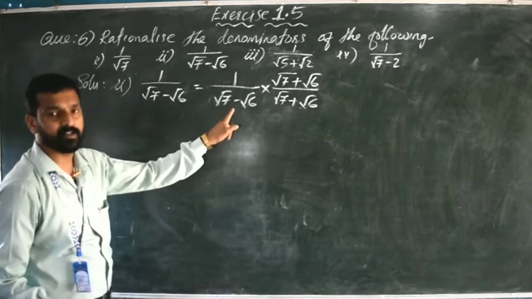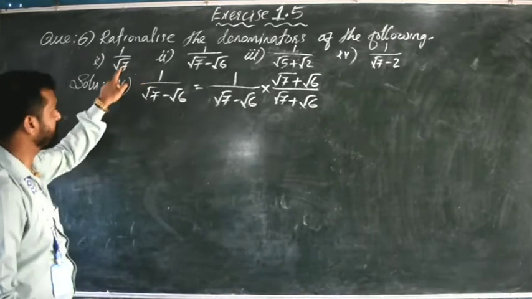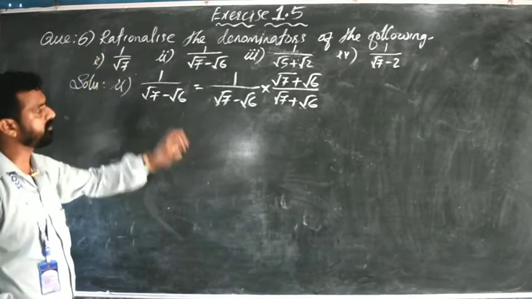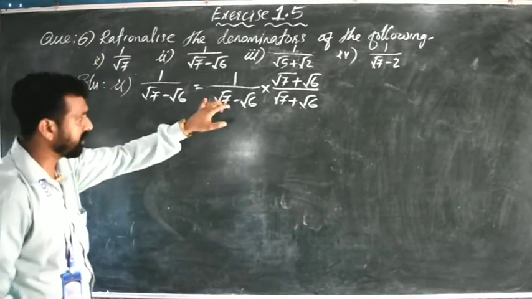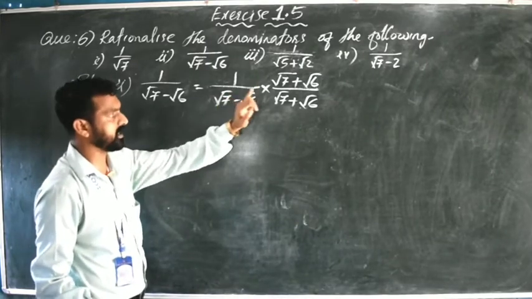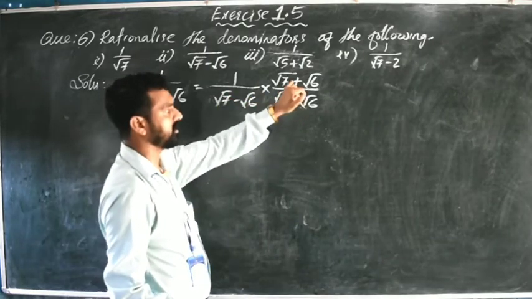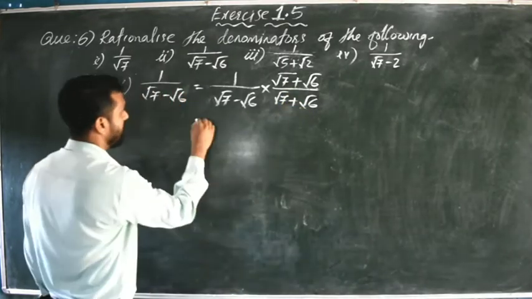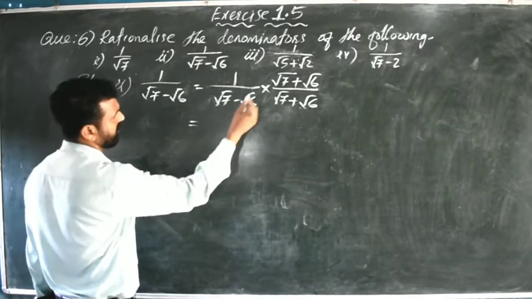Denominator, we will see, according to the denominator you have to multiply. Here we multiplied only root 7 because only root 7 was there. So that is why in numerator and denominator we have multiplied root 7. Here the denominator is root 7 minus root 6. So here it is minus, that is why I have multiplied both numerator and denominator by plus root 6, root 7 plus root 6. If it is plus, then you have to multiply by minus.